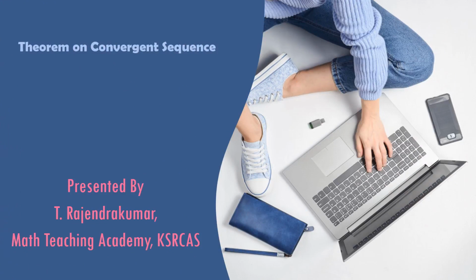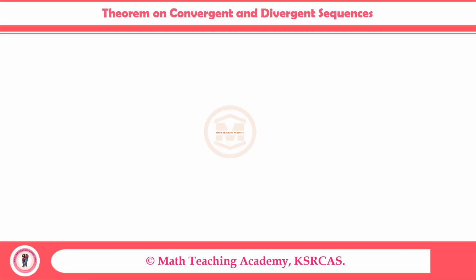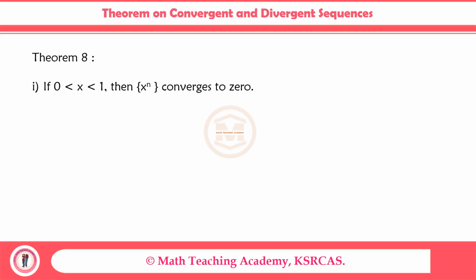Here in this video today we are going to look at the theorem on convergent sequences. Theorem on convergent and divergent sequences. Have a look at the statement. Part 1: If 0 < x < 1, then the sequence x^n converges to 0. Part 2: If 1 < x < infinity, then the sequence x^n diverges to infinity.